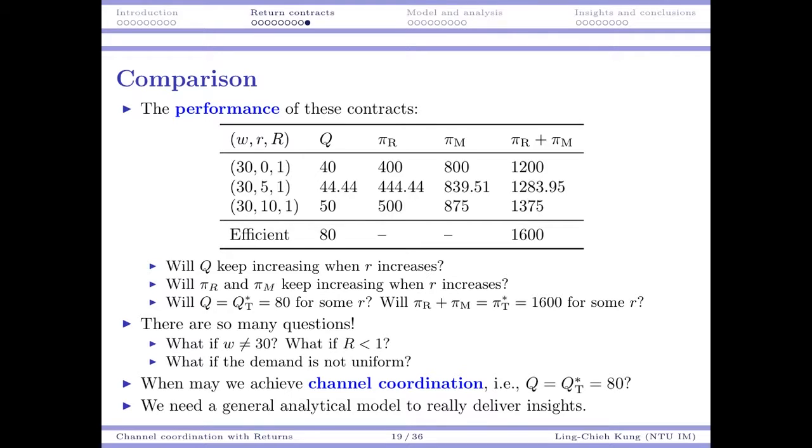Finally, we want to ask whether there will be any small r that can induce the retailer to order the efficient quantity. Okay? And if that r exists, we may expect that the total system profit can be at the efficient level. Okay? We want to ask whether this small r exists or not.